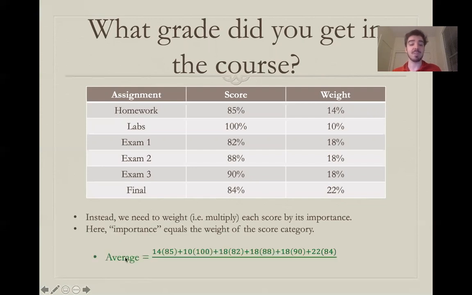Right? So if I want to calculate the weighted average, I'm going to take that 85 and multiply it by its weight, the 14. Then add the score of 100 on the labs, multiplied by this 10% weight, right? And basically take that sum, this times this, plus this times this, plus this times this, all the way down. And then I'm going to divide by the total of the weights, right?